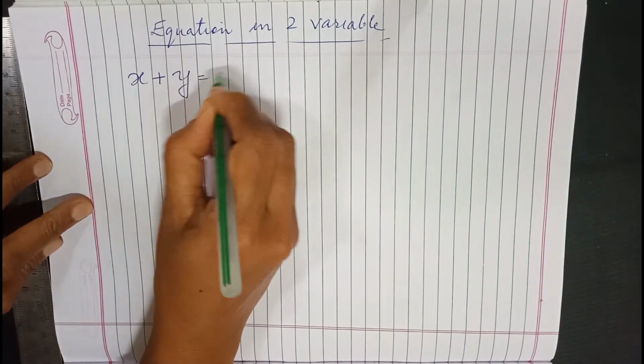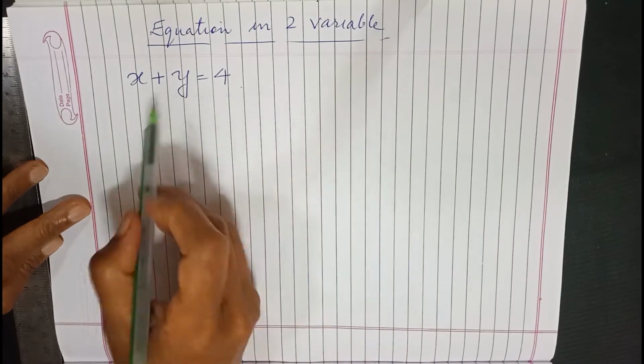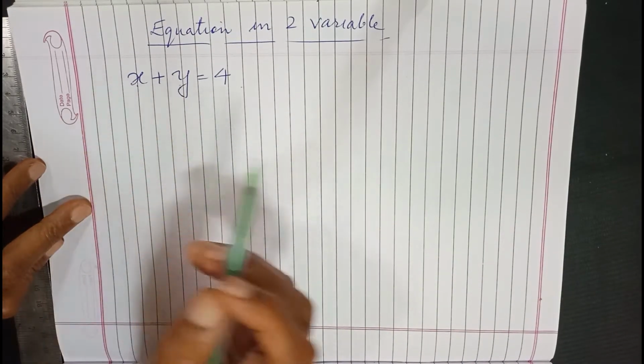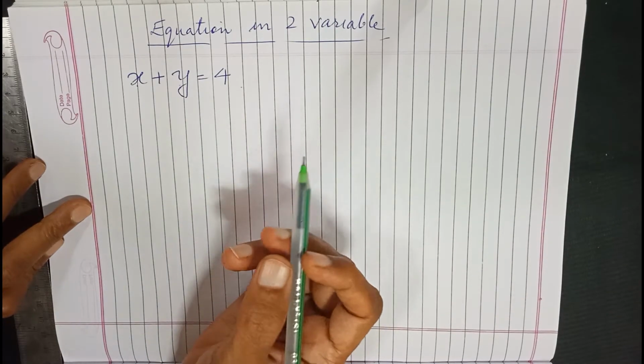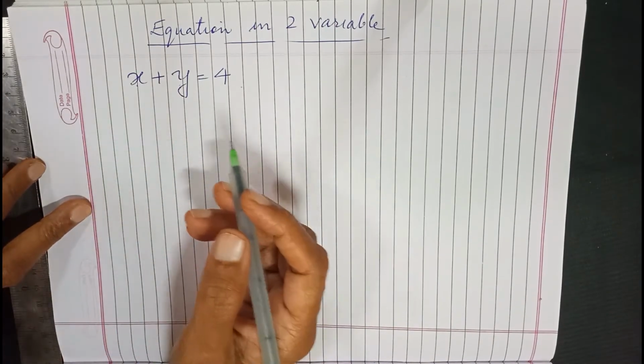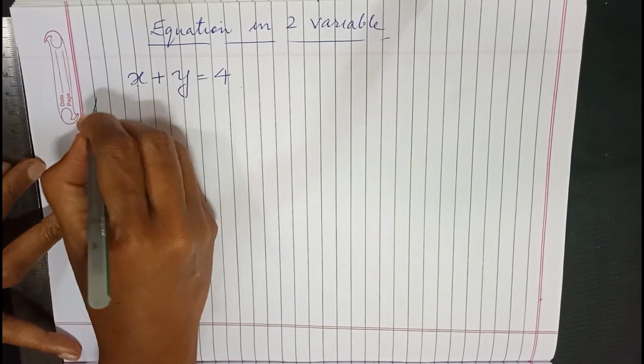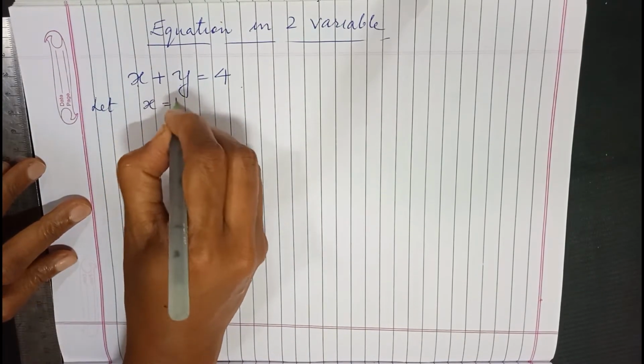Let us say I have an equation x plus y is equal to 4. Now you can see there are two different variables here, and hence we cannot have just one simple solution like we have with one variable. Here what we have to do is assume some values for the first variable and get the value for the second variable. Let us say we assume x is equal to 1.